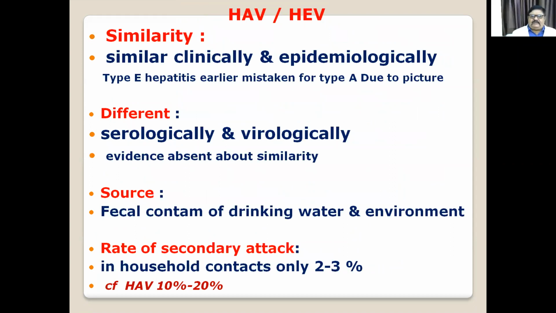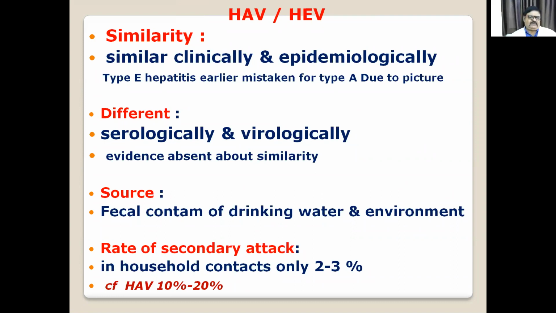There is a similarity between HEV and HAV. They are similar clinically and epidemiologically. Type E hepatitis was earlier mistaken as type A because of the clinical picture. It occurs just like hepatitis A virus. But serologically and virologically, you can demonstrate the HEV antigen and the antibodies. There is no evidence serologically and virologically to suggest that it is HAV, but you can say it is HEV.